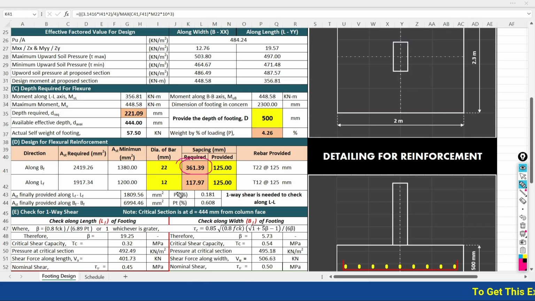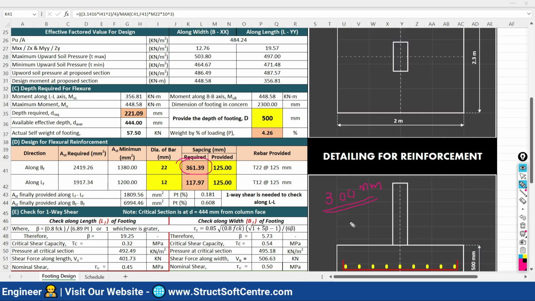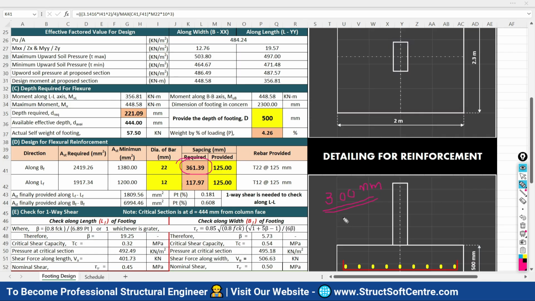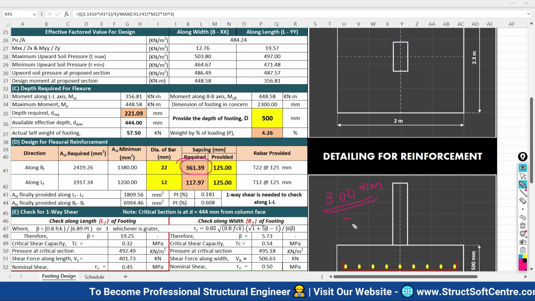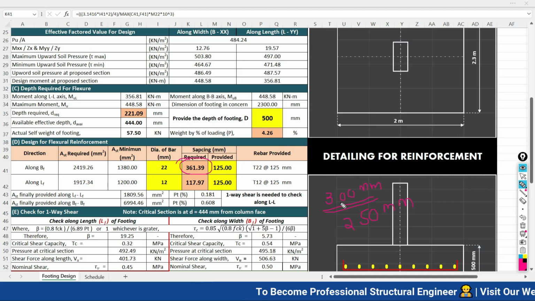accordingly. But as per our codal recommendation, the maximum spacing allowed is only 300 mm. You are not allowed to provide the spacing more than 300 mm between the two bars. But most of the professional structural engineers limit themselves to a maximum spacing of 250 mm. Although your code allows spacing up to 300, for safety we are providing the spacing to a maximum of 250.